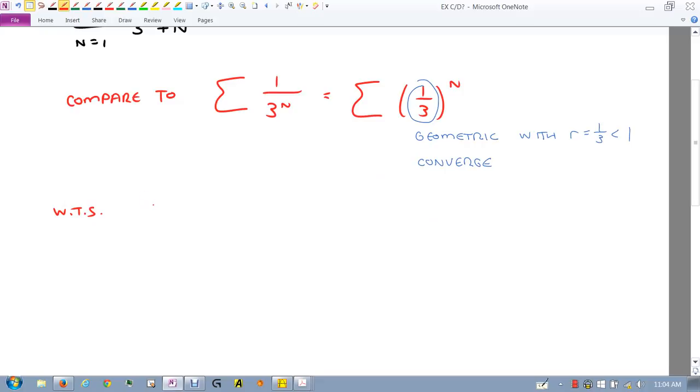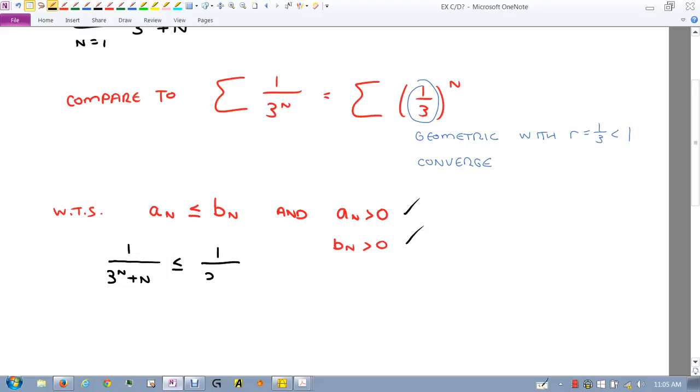So I want to show that my a sub n is always less than or equal to my b sub n, and I need to make sure that the a sub n and the b sub n were bigger than 0. Were they both bigger than 0? Yes. So we're working with positive series here. Now let's write down the comparison. 1 over 3 to the n times n, that's a sub n. I need to show it's less than or equal to 1 over 3 to the n.